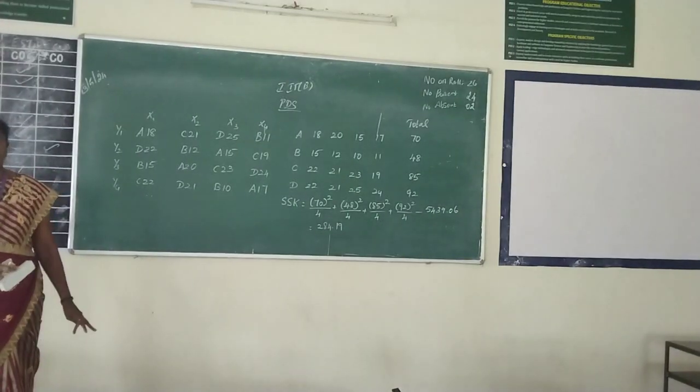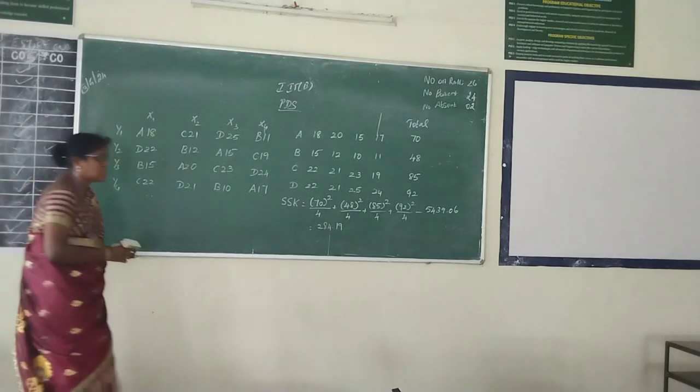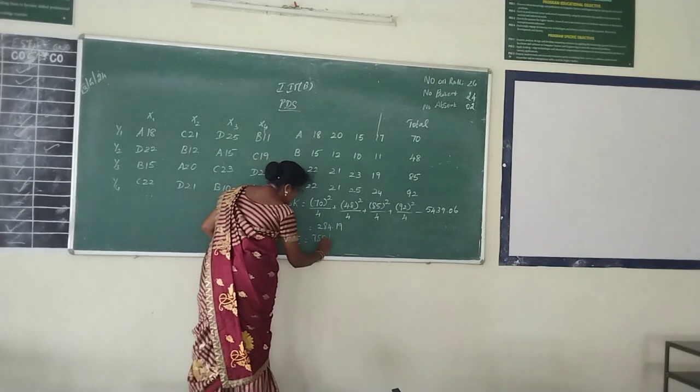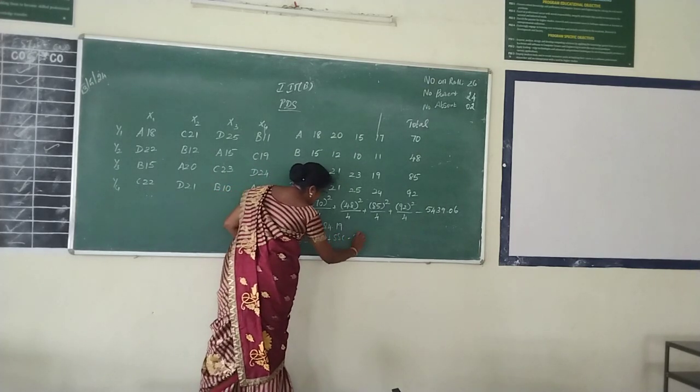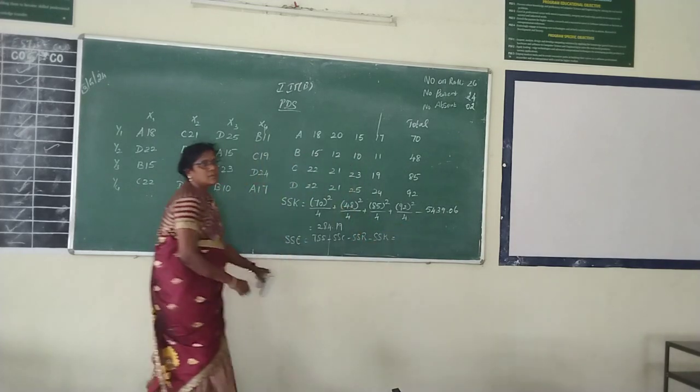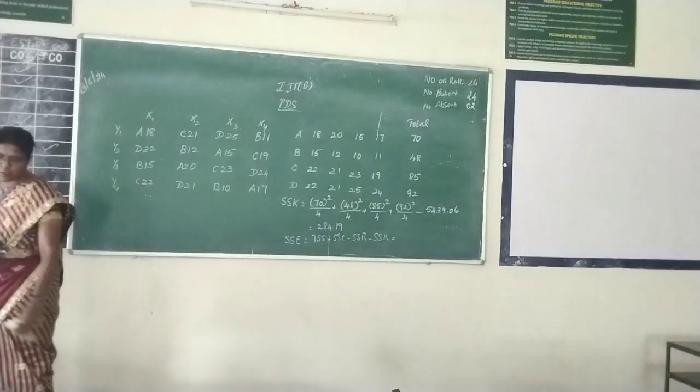After SSK, what you have to find? SSE. SSE is given by the formula TSS minus SSC minus SSR minus SSK. Subtract all the squares from the total.